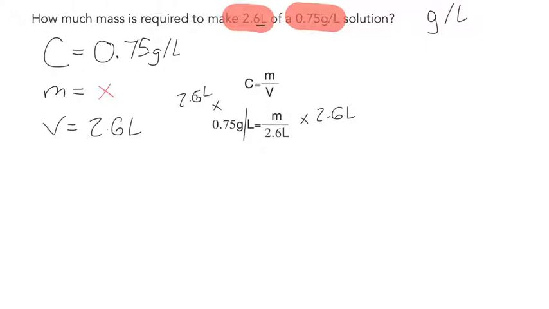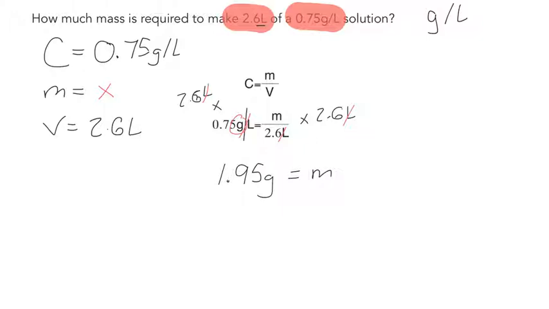So if we do 2.6 times 0.75, we get 1.95 grams is equal to our mass. Now, why is it just grams? Because the liters cancel out the units, and what remains is grams.